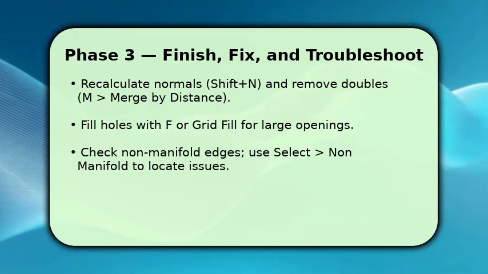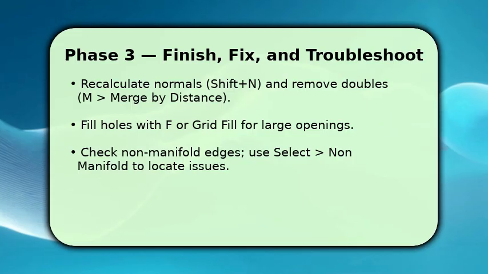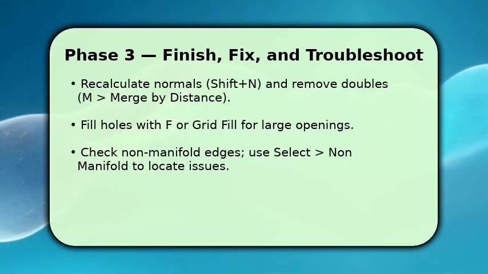Merge overlapping vertices with merge by distance, then recalculate normals with Shift+N so shading stays correct. Fill small holes with F or use grid fill for larger gaps. Make sure to adjust face density to match neighbors. If shading or rendering artifacts appear, select non-manifold to find problematic edges and fix them before export.